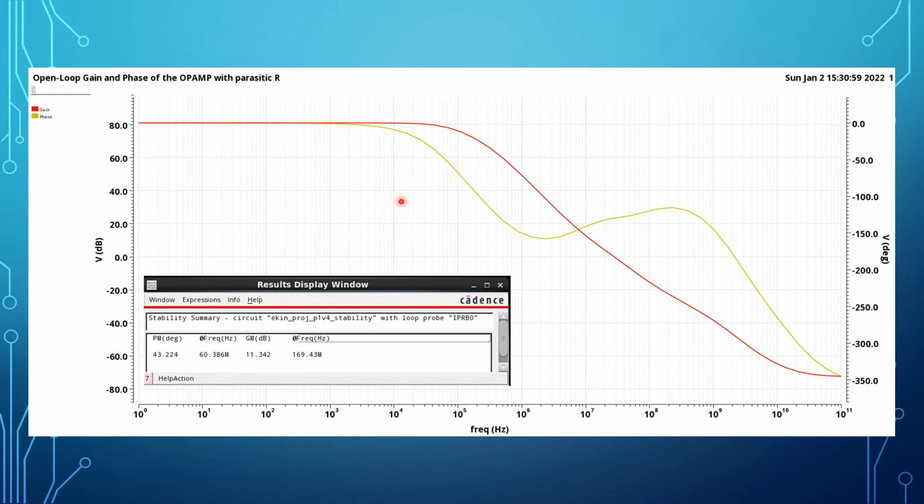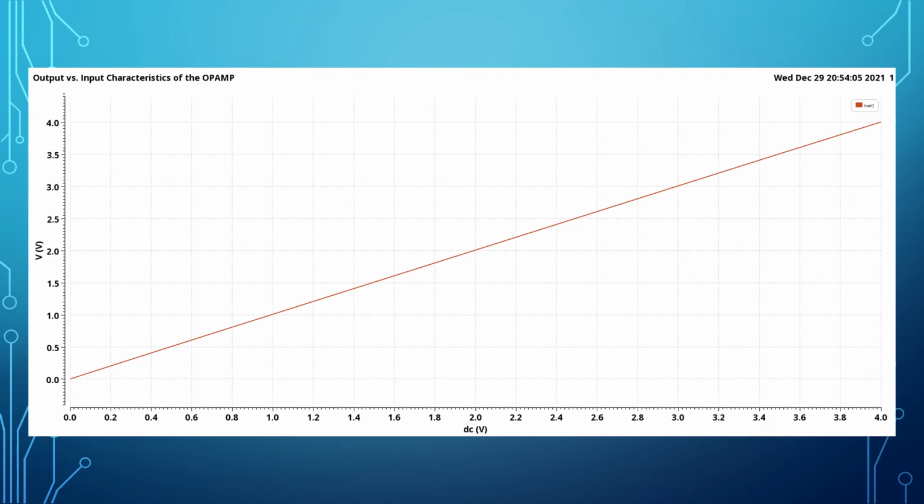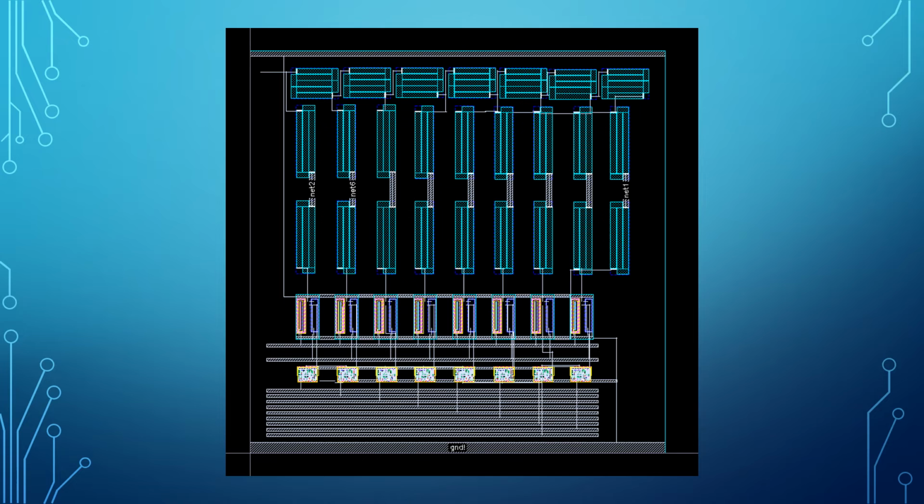You can see that after designing the layout, I did an analog extraction to see the open loop gain and phase of the op-amp again. My gain dropped to 80 dB, but I still have a phase margin of 43 degrees, which is good. I also checked the linearity of the output and input, and this is still conserved, so it still satisfies the design requirements.